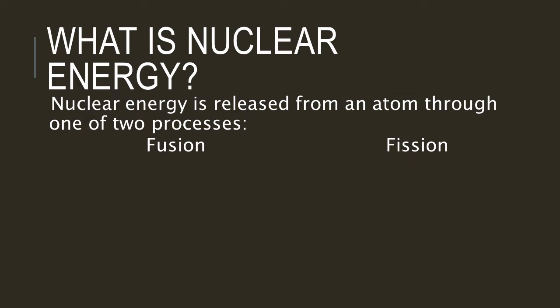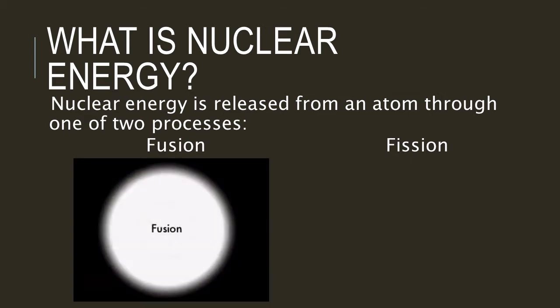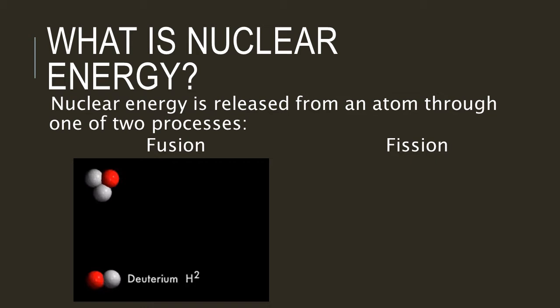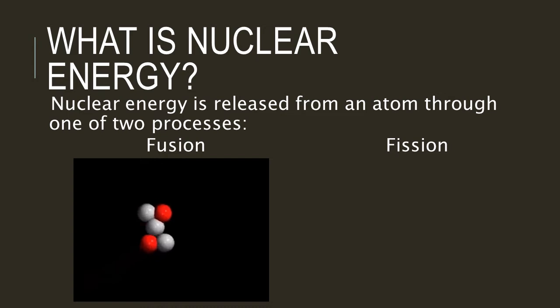So again, we've got two different types of nuclear energy processes. The first is fusion. Here we've got two subatomic particles, and they are going to be squeezed together. They're going to be fused together, and boom, we have fusion. When they combine, they create new elements, helium and perhaps an extra neutron.